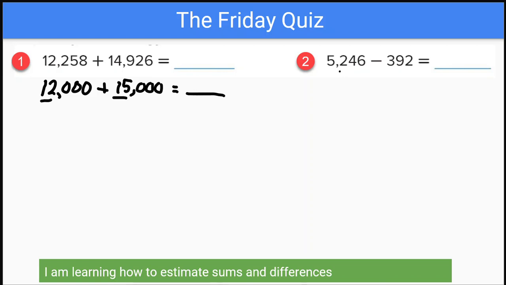Okay, over on this one right here, it says 5,246 take away 392. And this one right here, I would once again just call this one 5,000. Call this one right here 400. I think we just did this one. Okay. And then 5,000 take away 400. Okay, you can figure that one out, right?